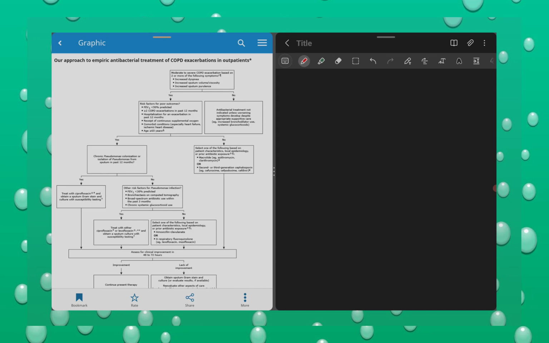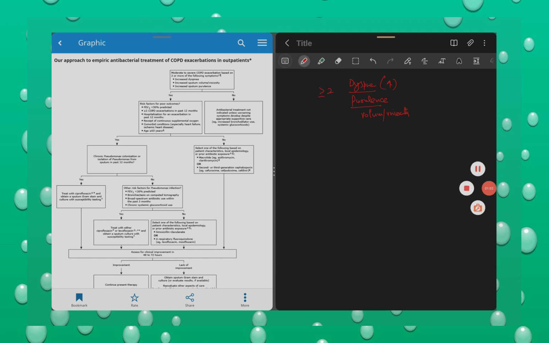Patient has moderate to severe COPD exacerbation. That means a patient will have, for example, 2 or more symptoms, which can be dyspnea, or for example, if patient has increased dyspnea, or sputum volume or viscosity is increased, or if purulence of sputum is increased. So dyspnea is increased, purulence or volume or viscosity of the sputum is increased. And then we can say that it is a case of moderate to severe COPD exacerbation.